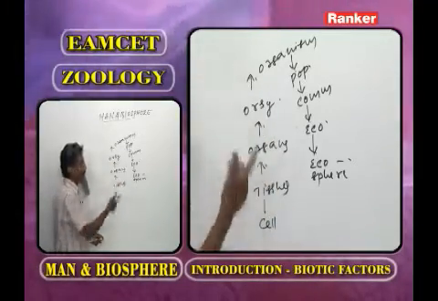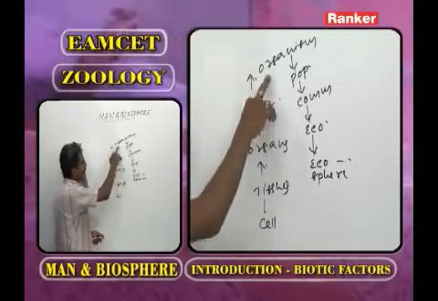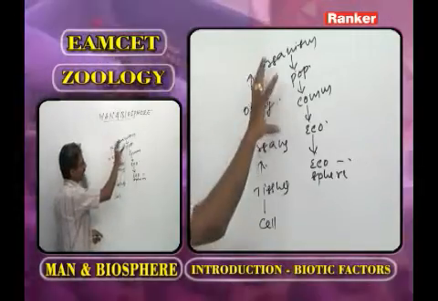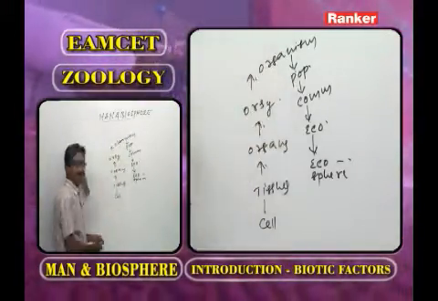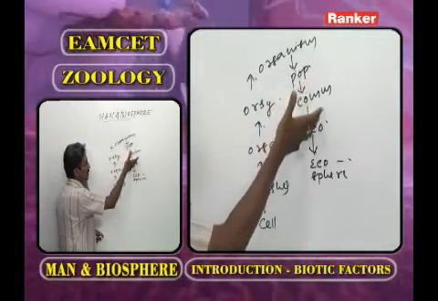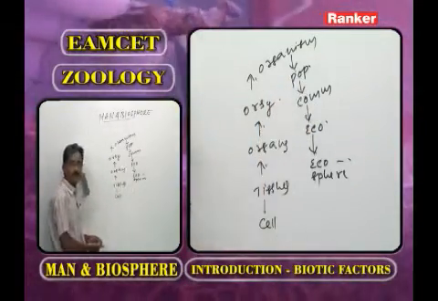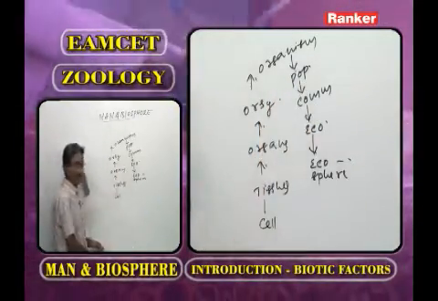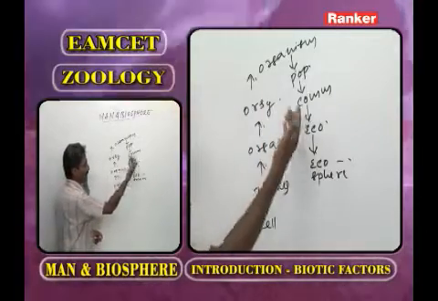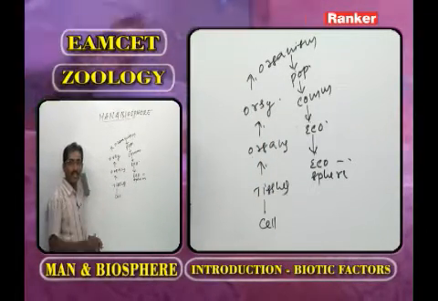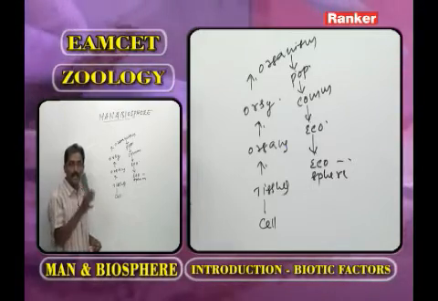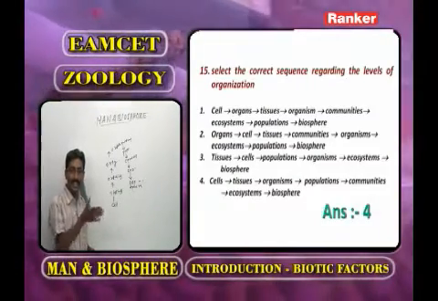The organs and organ systems become one organism, and organisms of one species form a population. An assemblage of different populations is a community. An assemblage of different communities is one ecosystem. An assemblage of different ecosystems, that we call one ecosphere or biosphere. Now, based on this information, what is the correct hierarchy?